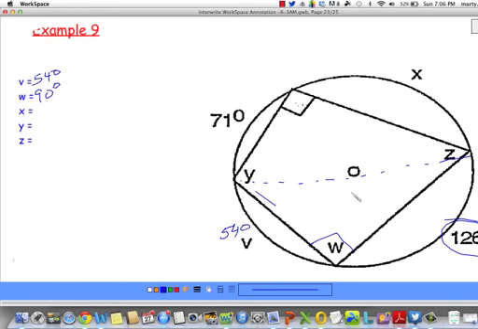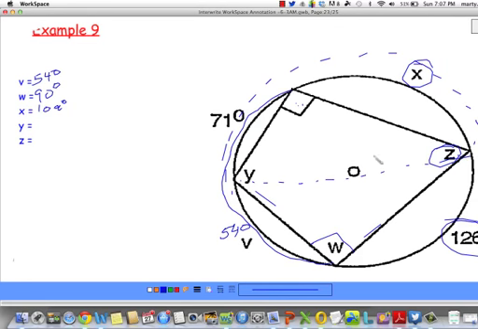Same thing going on here. This W is 90, which means these two together have to be 180, which means X is 109 degrees. I still have to find Y and Z. I can take my 71 and 54 and put those two together and get 125 divided by 2. Z has to be 62 and a half. Again, this is 125. Z is inscribed. I get 62 and a half for Z.